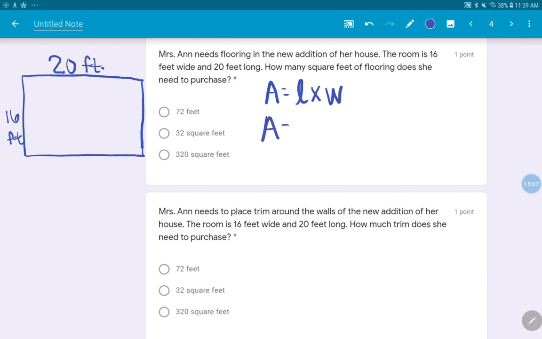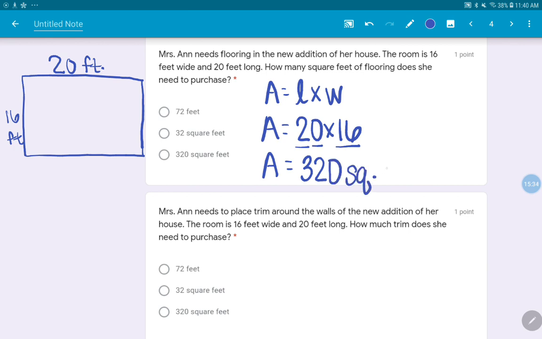Area. The length is 20 feet. The width is 16 feet. So the area is going to be equal to what? 16 times 20. 16 times 2 is 32. And then we need to add the 0. So it's going to be 320 square feet.